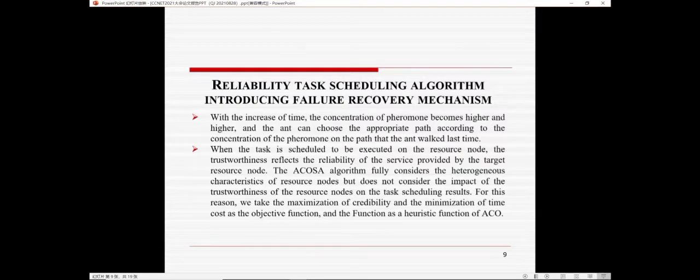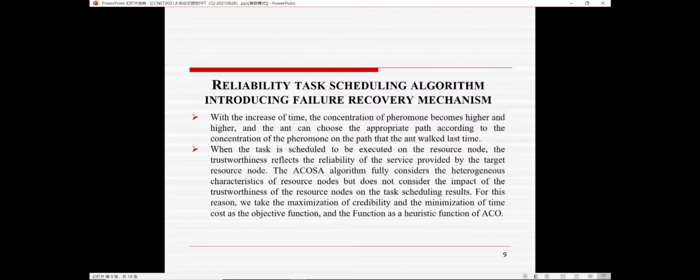With the increased time, the concentration of the pheromone becomes higher and higher, and then the ant can choose the appropriate path according to the concentration of the pheromone on the path that the ant worked last time. When the task is scheduled to be executed on the resource node, the trustworthiness reflects the reliability of the service provided by the target resource node.